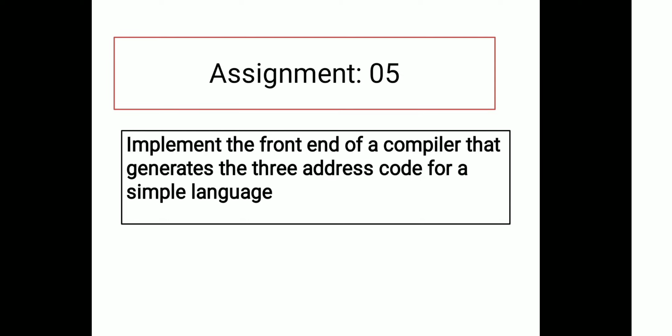In this video lecture, we are going to learn lab assignment 5 of compiler. The name of lab assignment 5 is: implement a front end of a compiler that generates the 3 address code for a simple language. So you are going to enter a program in the particular language. Take any C program you are going to enter, and for that C program you need to display the 3 address code. That is what we call the front end of the compiler.